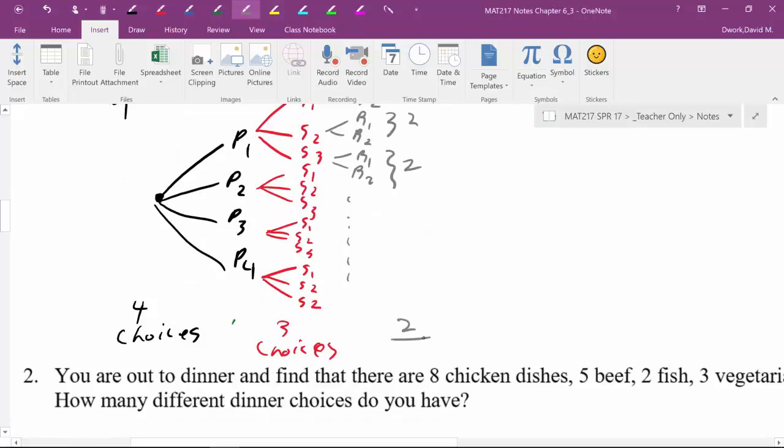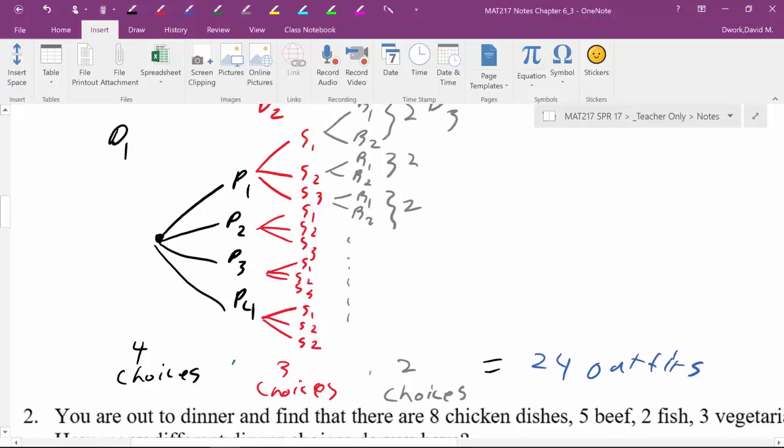Or I could look at it down here and say I had two choices, right? So I would be able to figure this out by just taking each of these values and multiplying. So 4 times 3 is 12, 12 times 2 is 24. So I have a total of 24 different outfits. Okay, now, that's not how you spell outfits. Let's try that again. There we go.